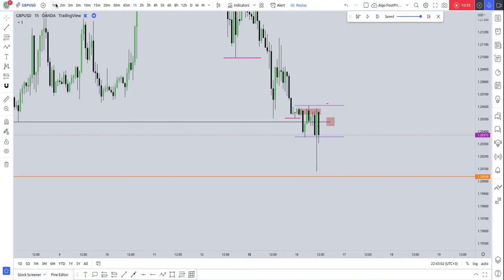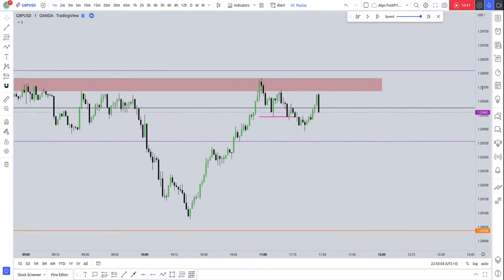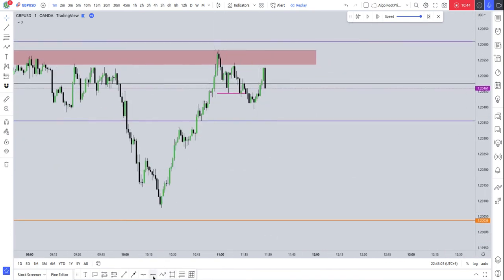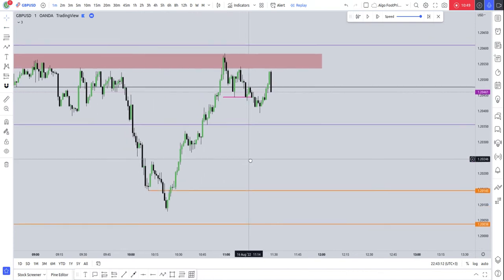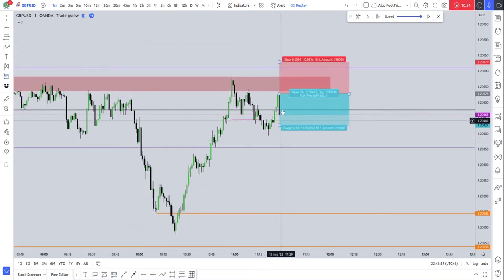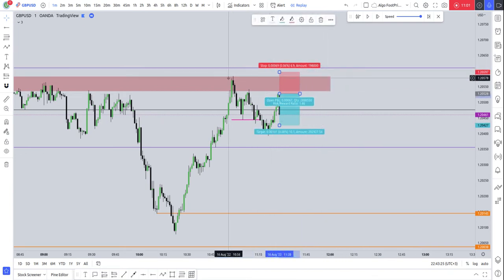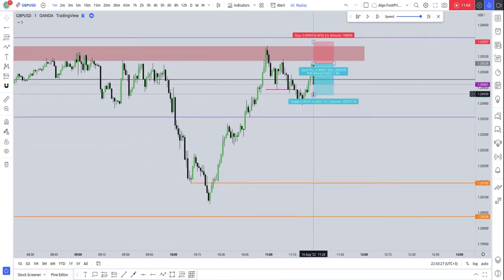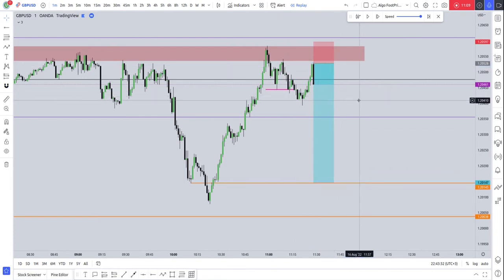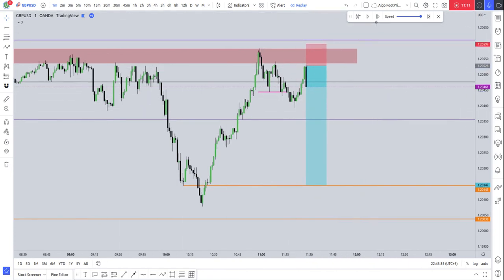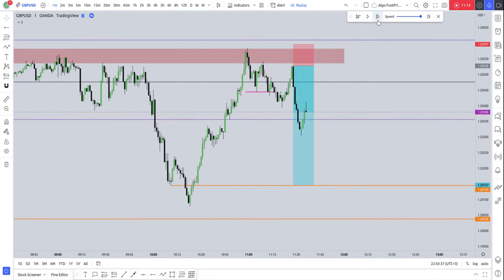All right, so let's go to M1, back on M1. So my target is going to be here, not to be taken out. So entry, and my stop above this high, and my take profit right here, that is about 1:5. So let's see what happened.